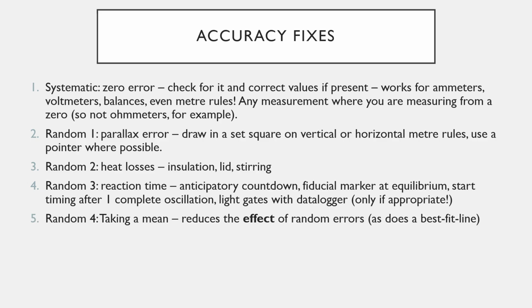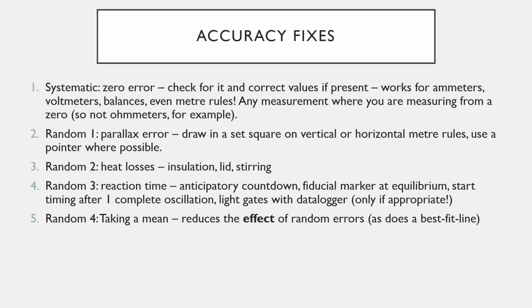Random number 4 is take a mean. And again, this is a very standard answer, but you have to be very careful about what you say. Don't forget to say, repeat at each value of the independent variable, whatever that independent variable is, 3 times and take a mean. Because the repeating only allows you to judge your precision. The mean is what reduces the effect of the random error, like we saw with the archer and her target.